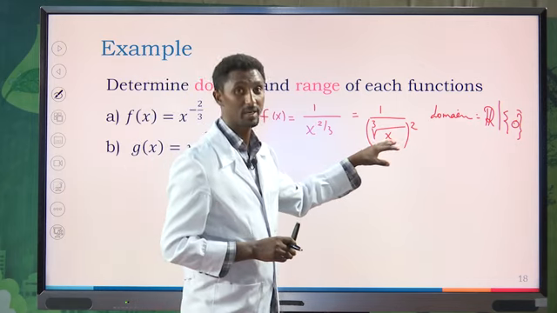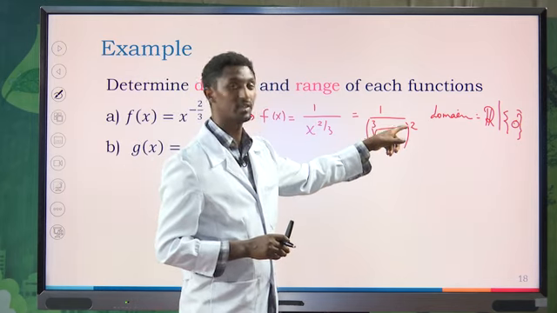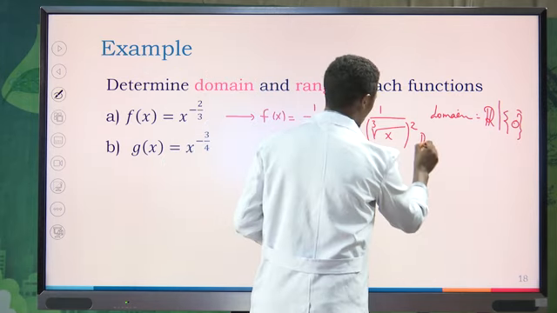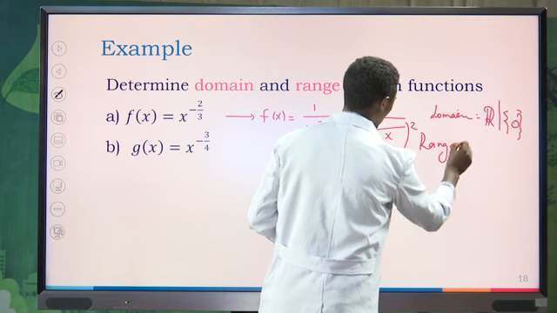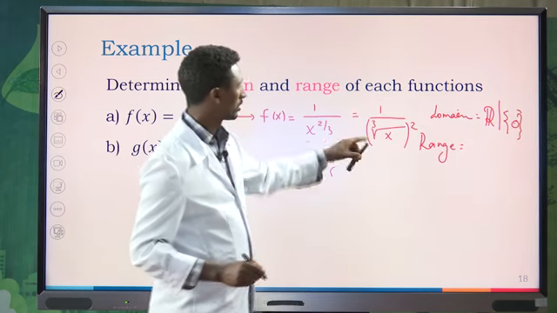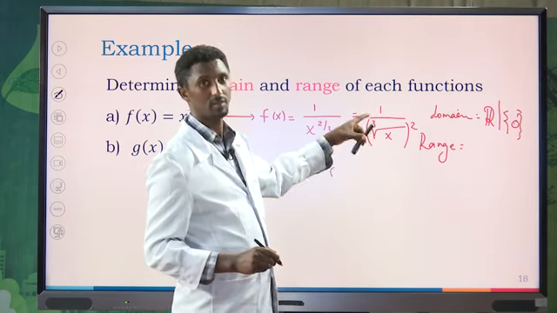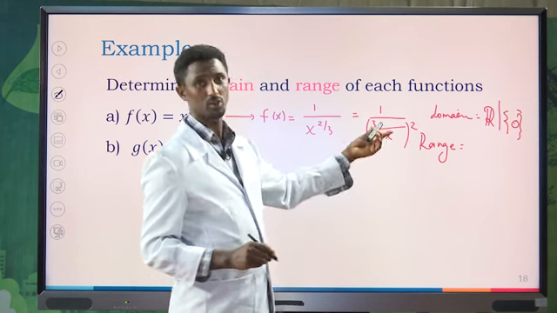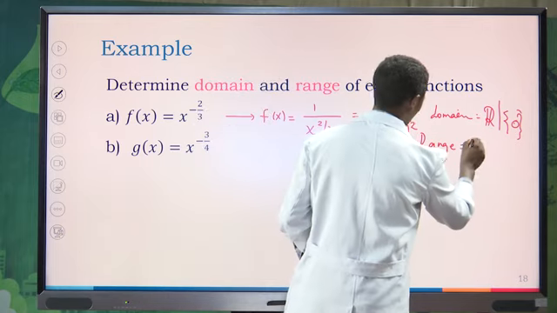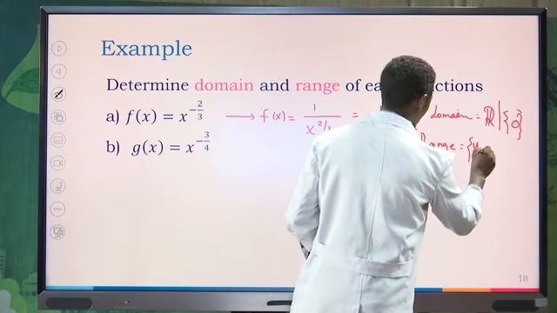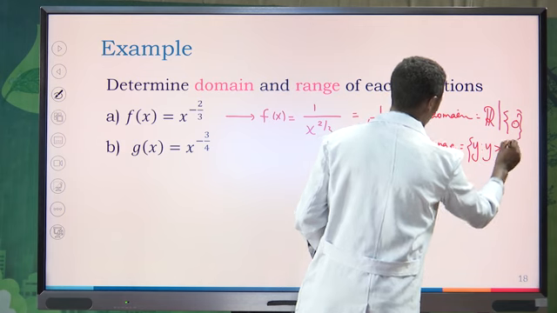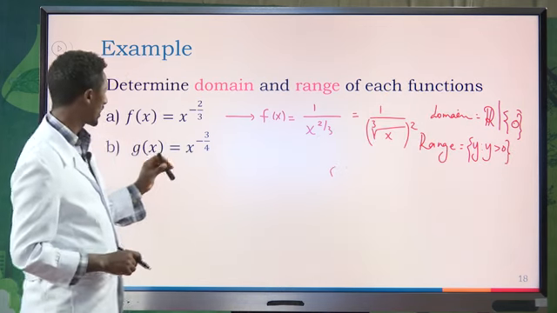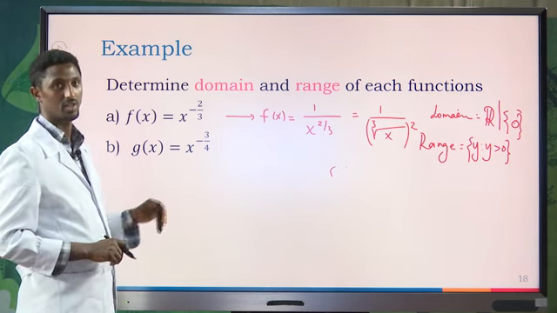This one is a real number except 0. If we square it, what could be the output value, the range? The range of this function equals the square of a real number. Meaning if it is negative, the square of a negative is positive, and the square of a positive is positive. So the range of this function is the set containing y such that y is greater than 0. Good.